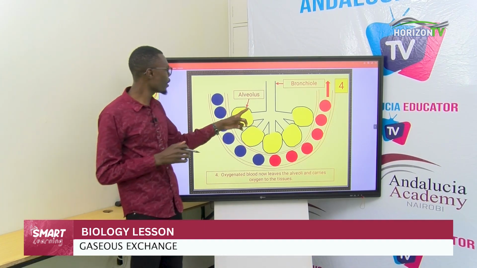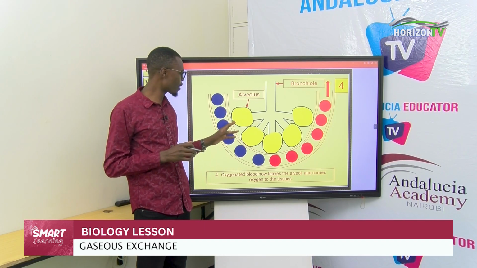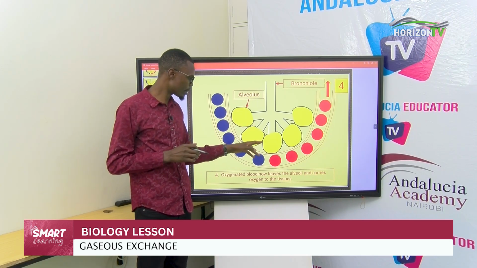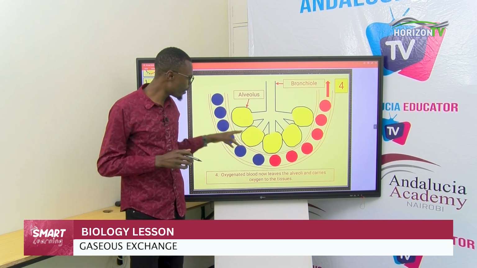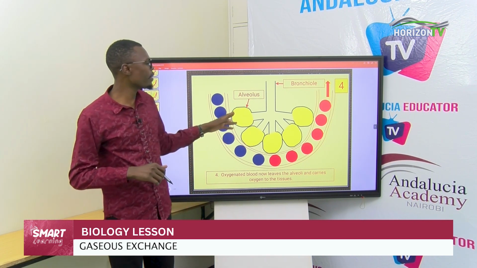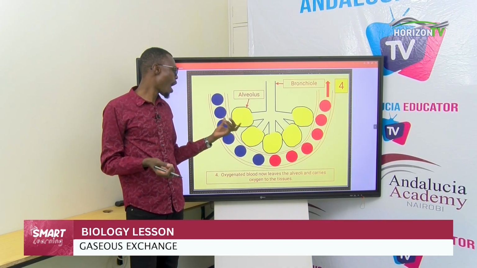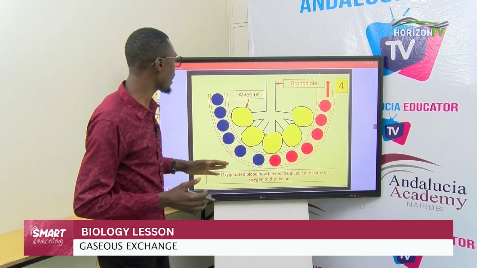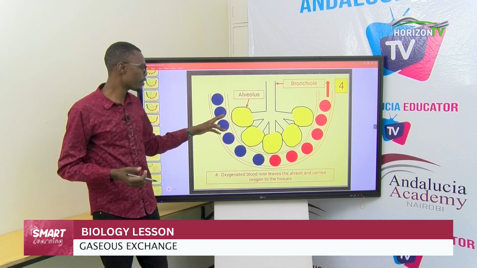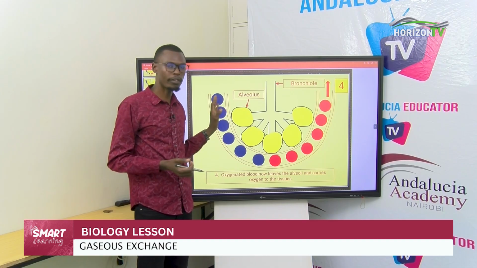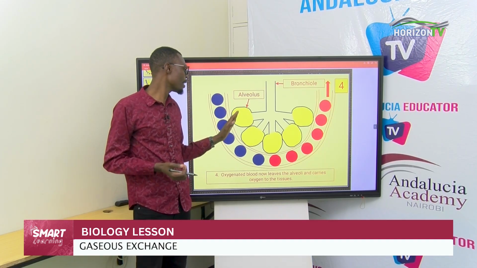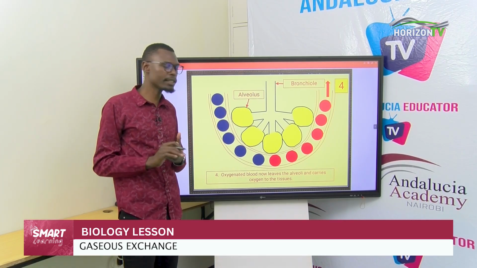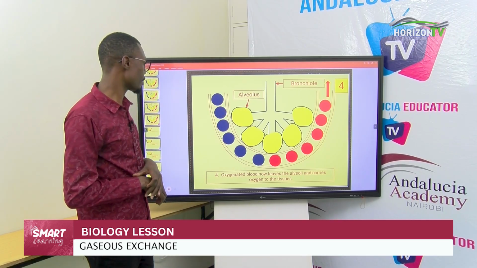As you can see, the air sacs are like balloons. If they are balloon type, we say that the alveoli have a large surface area. A large surface area ensures efficient diffusion of gases, since more gases are in contact with the surface, therefore efficient diffusion of gases.